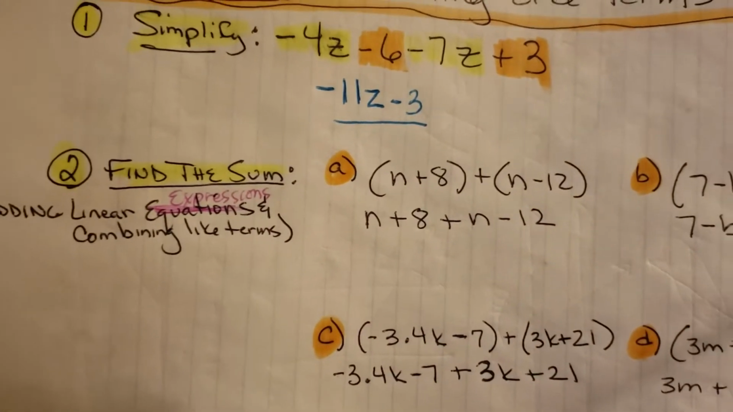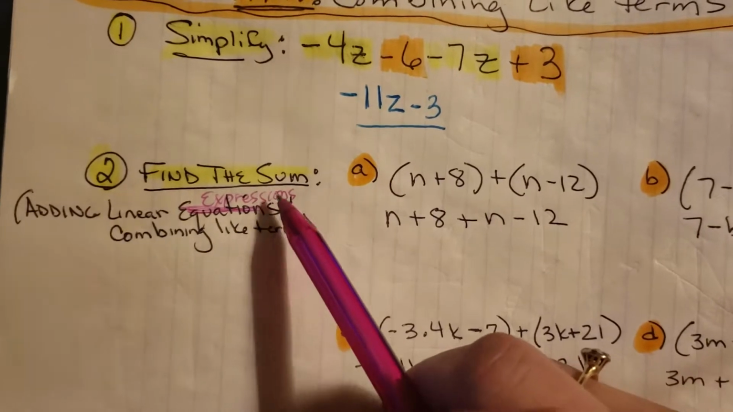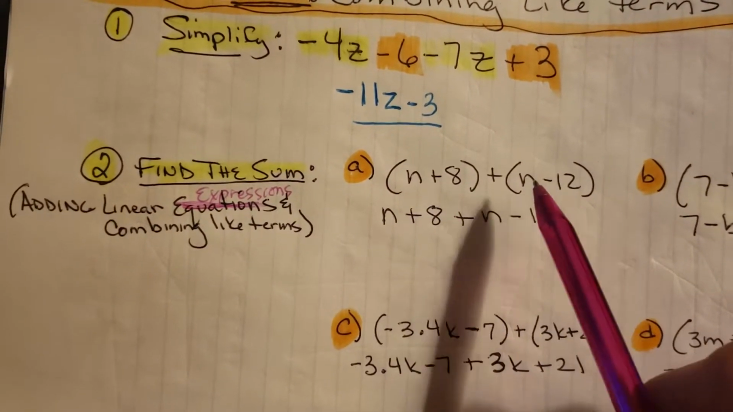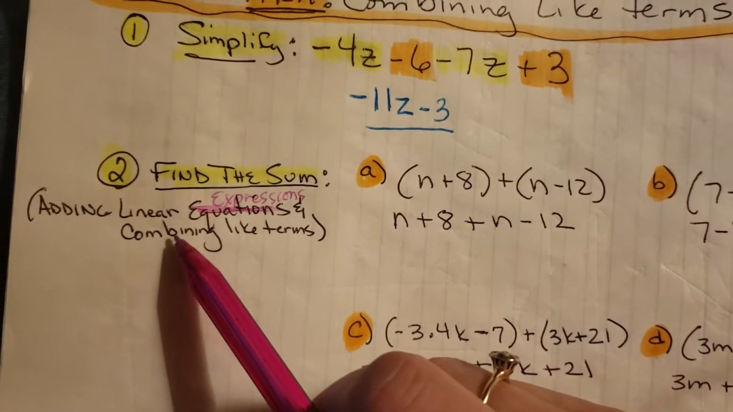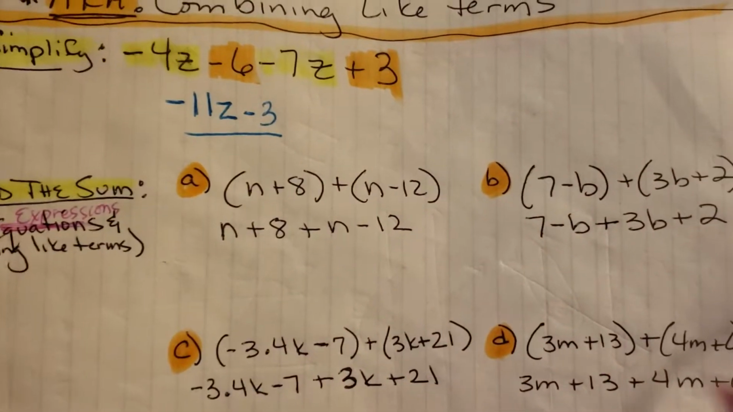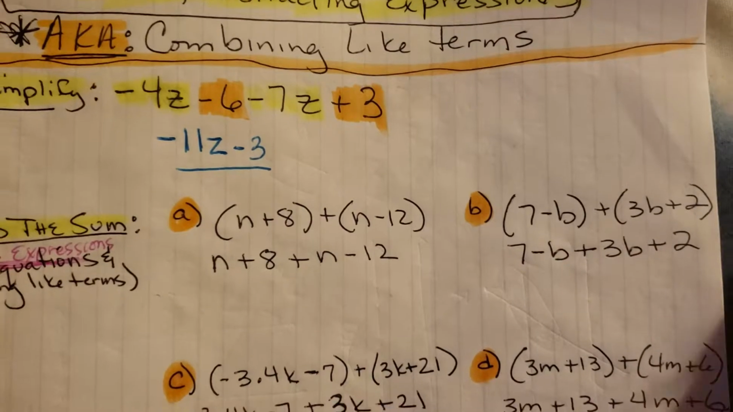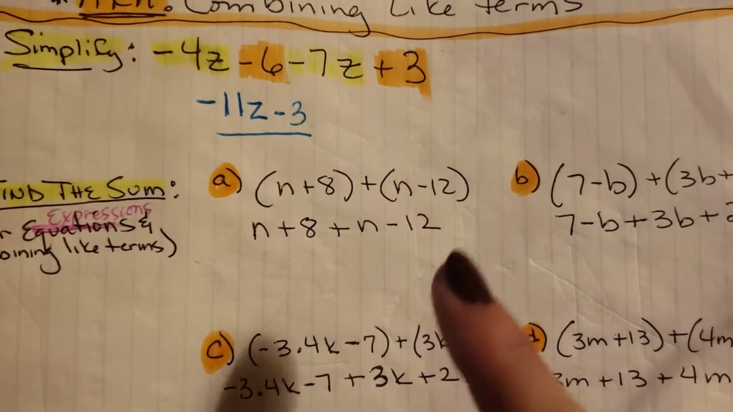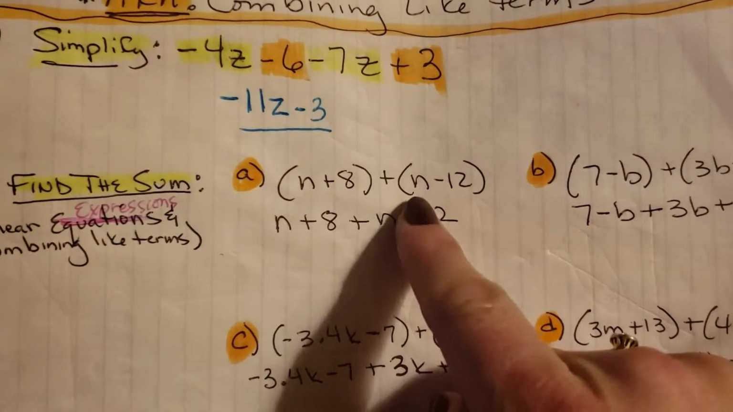Do you see that? So we can't call those equations. So anyway, we're going to start adding the linear expressions. They're binomials. And really what we're doing is combining like terms again. So we're doing exactly what we did up here, okay? So what I did as my first step was I took the parentheses and got rid of them.